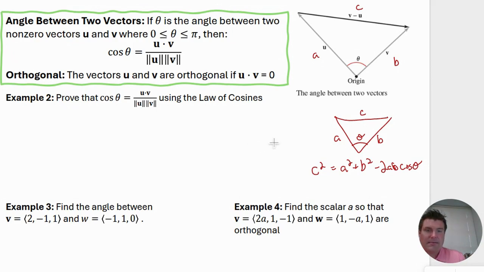So I'm going to replace everything from here and put it over here. Now I'm dealing with lengths. So A should be a length, so it's going to be the length of u. B should be the length of v. And C is going to be the length of v minus u. So let's go ahead and do that.